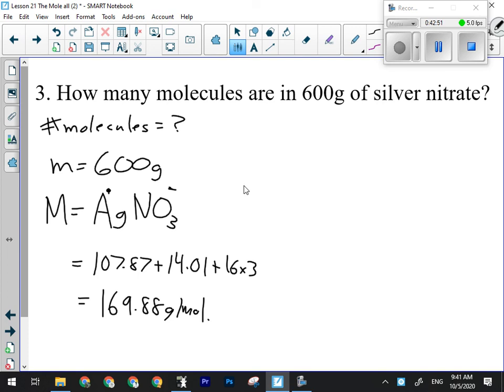All right, that's everything I know right now. The question wants me to find number of molecules, but I don't really have a formula for that just yet. What can I find right now with little m and big M? Number of moles, right? So that's actually what I'm going to find. I'm first going to calculate the number of moles, and that's going to help me calculate the number of molecules in just a minute. So I use what I have: n equals little m over big M. That's going to be 600 grams divided by 169.88 grams per mole. Like I said, you can write in the units, but you don't have to when you're calculating.